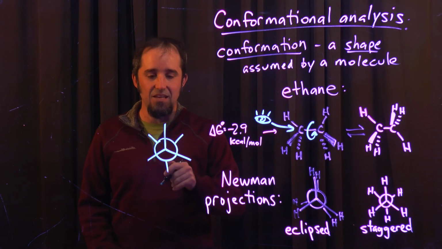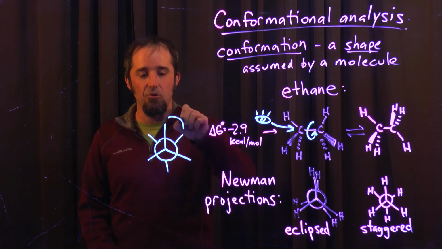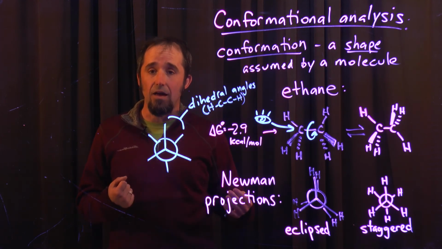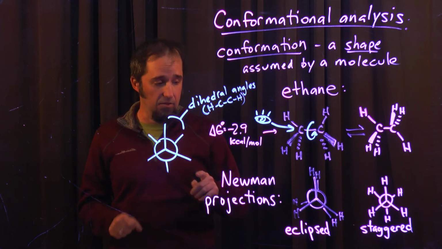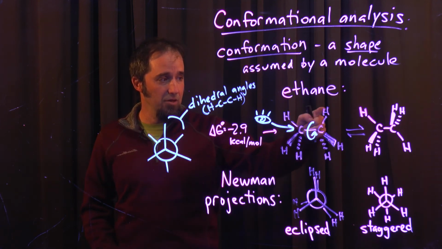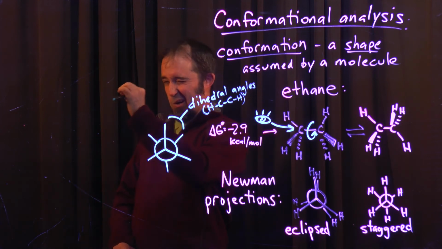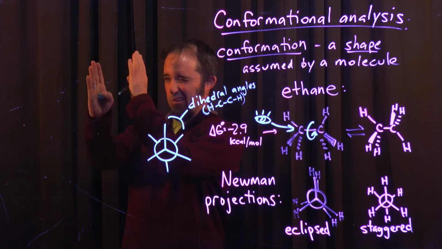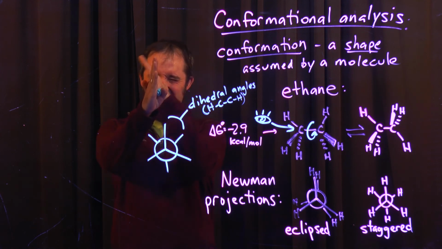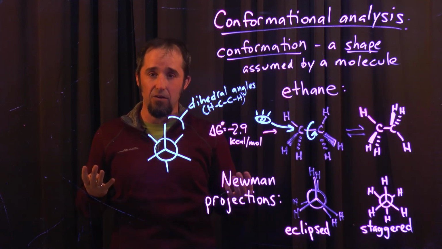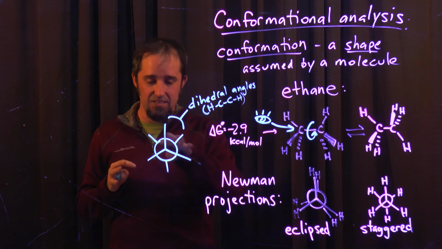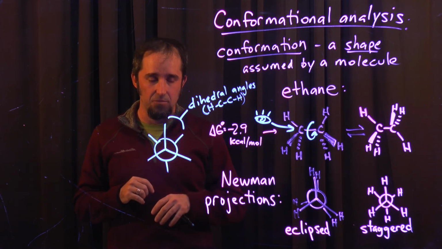Newman projections make it easy to talk about dihedral angles. Dihedral angles are four-atom angles. So it would be a hydrogen, carbon, carbon, hydrogen. If I look down that C-C bond with my creepy eye, what angle do the hydrogens take? That is a dihedral angle. Again, we can denote it pretty easily in a Newman projection.